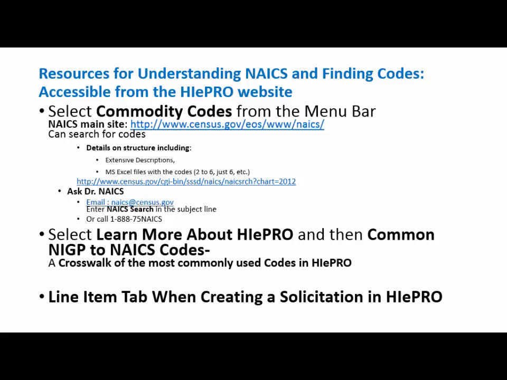All resources are available from the HIePRO site. Probably the best resource is the NAICS site itself. It has the ability to search the code, but also has several documents. One document explains the codes and provides definitions. There are also Microsoft Excel files containing the NAICS codes that you can download and study if you have problems sleeping. On the NAICS site is also Ask Dr. NAICS.